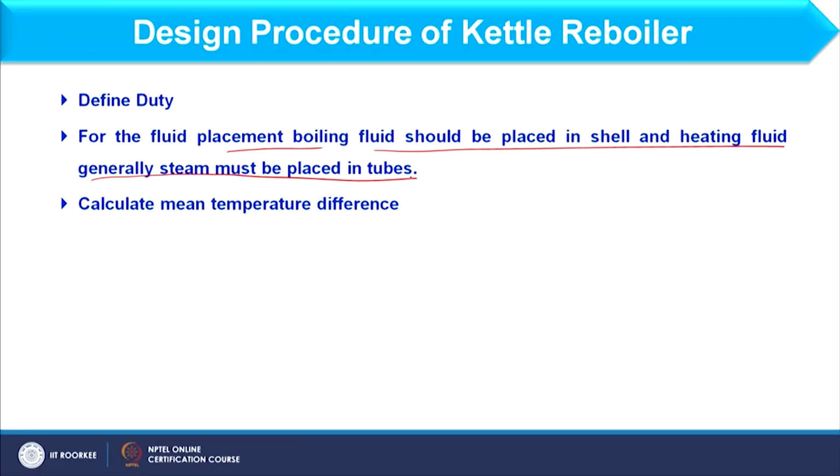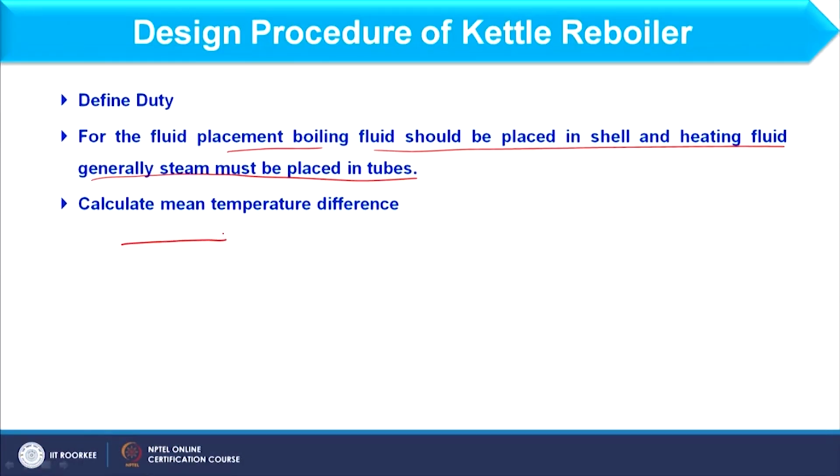Number 1, if I am saying that steam is used as a heating media, and in most of the cases steam only works as a heating media. So, if steam is available, it condenses and then transfers its heat to liquid. What is the meaning of that? In tube side we have isothermal operation.